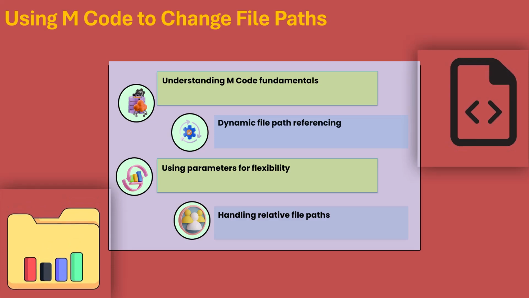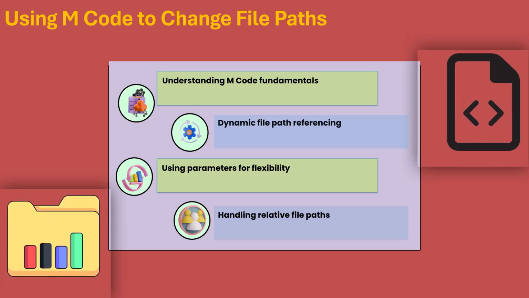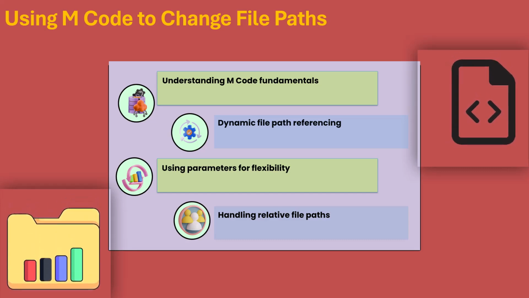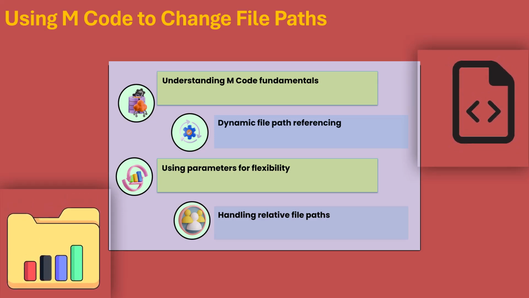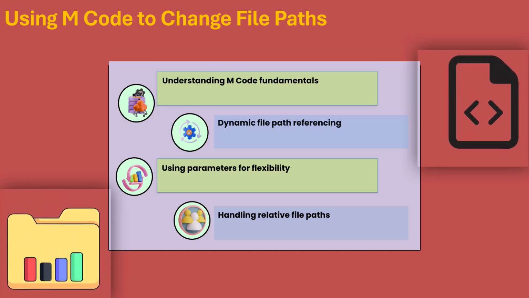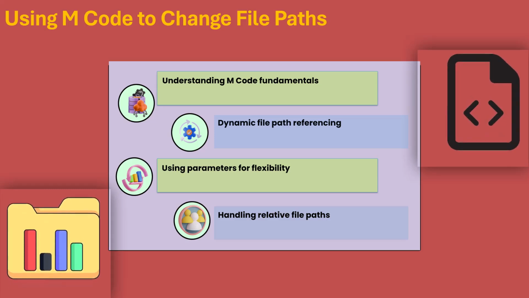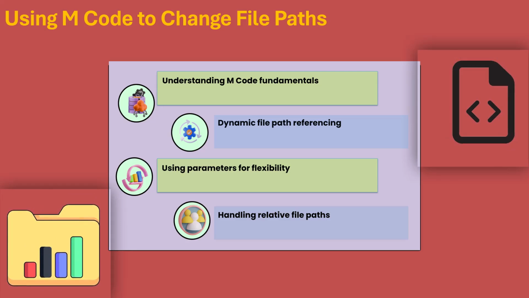M-Code is like the magic wand for Power Query. It lets us change file paths dynamically without breaking things. Parameters are the secret ingredient, making your queries adaptable. Relative file paths ensure your setup works on different systems without fuss. Think of it as giving directions that adjust as the road changes.